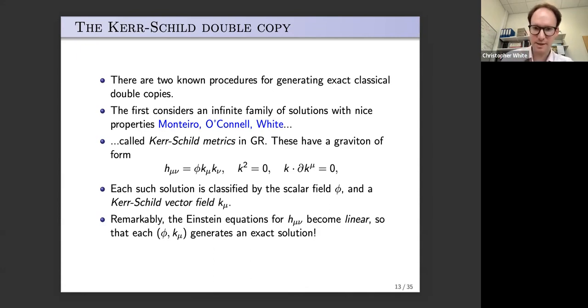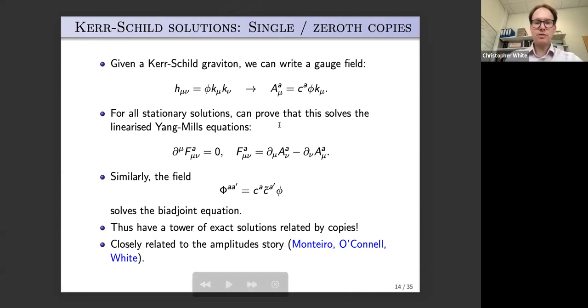using this prescription. Now, what's nice about this from our point of view is because the Einstein equations have explicitly linearized, any statement you can make for this family of metrics is an exact statement, if you like, to all orders in perturbation theory. Now, what's also nice about this Kerr-Schild ansatz is it suggests what you might have to do to take the single copy of this. So to get a gauge field, you would simply strip off one of these kinematic vectors and replace it with an arbitrary color vector. So this is just some constant color vector. And what you can prove for all stationary solutions is that indeed this solves the linearized Yang-Mills equations.